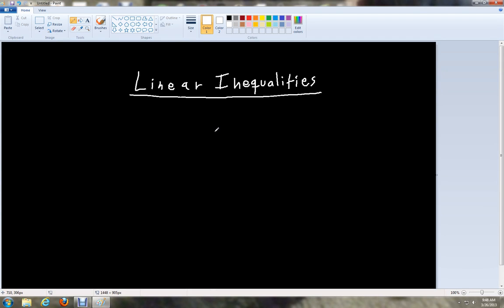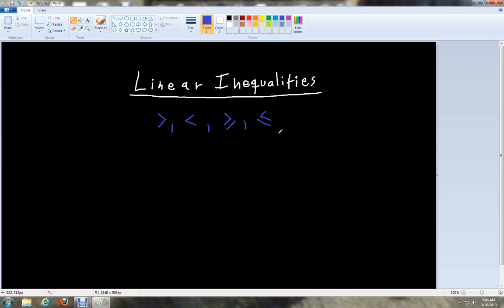Linear inequalities are similar to solving a linear equation, except you don't have just an equal sign, not saying two things are equal. You're actually going to be comparing things. You'll be dealing with the signs greater than, less than, greater than or equal to, and less than or equal to. Those are the four inequality signs we'll be dealing with when solving linear inequalities.